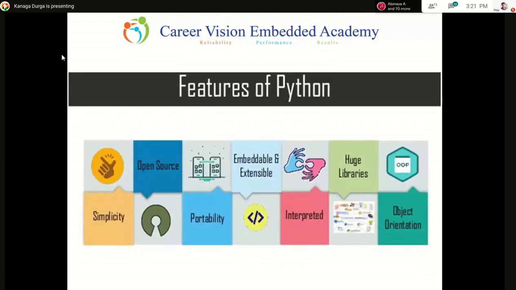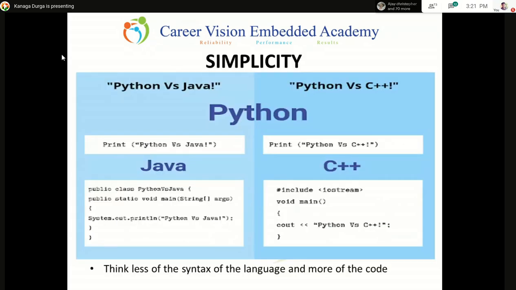Moving on to the features of Python. These are a few of the widely known reasons why Python is preferred. We'll go through them one by one. The first is simplicity. Here we have two snippets of code where Python is compared with Java and Python is compared with C++.